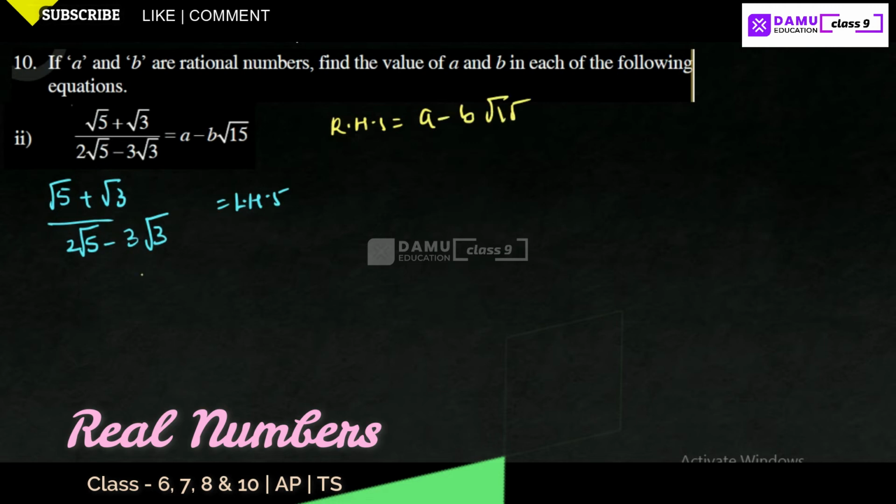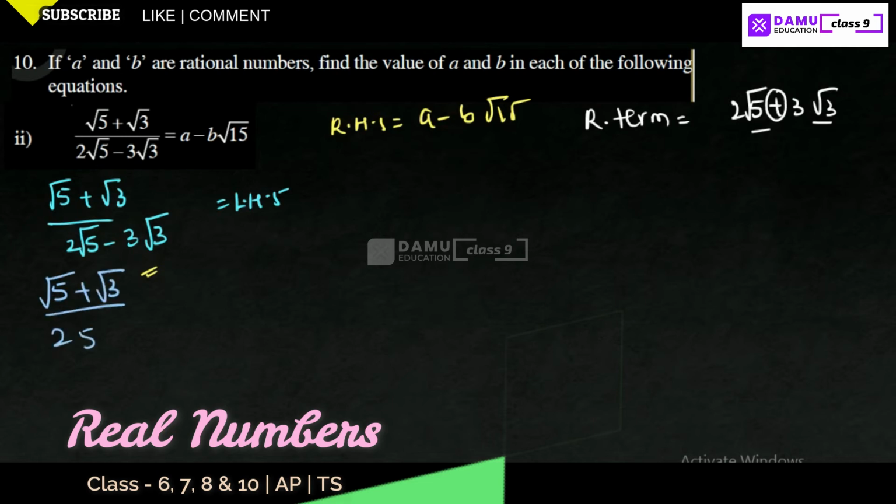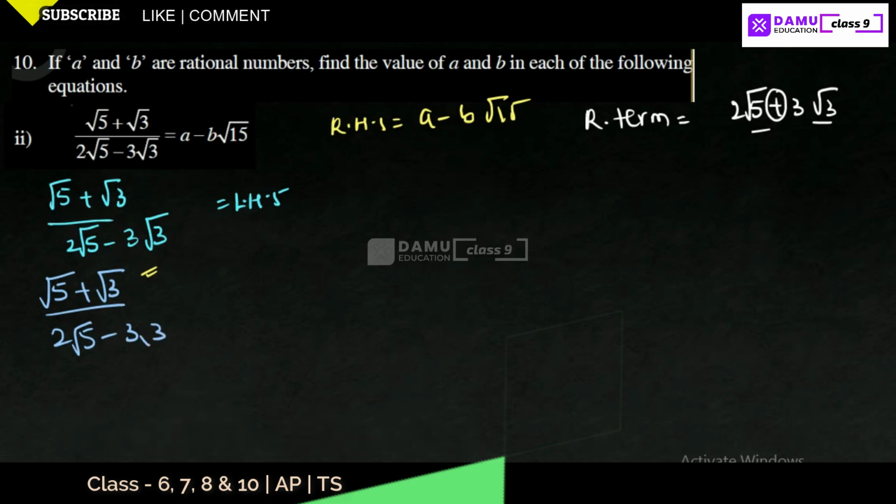We need to make this expression like this. So here the rationalizing term will be 2 root 5 plus 3 root 3. Only the sign will change, the term will not change. So multiply and divide the LHS, that is (square root of 5 plus 3) divided by (2 root 5 minus 3 root 3), with this value.